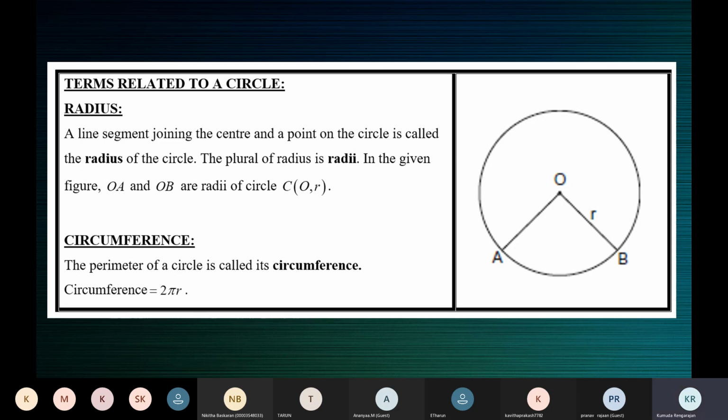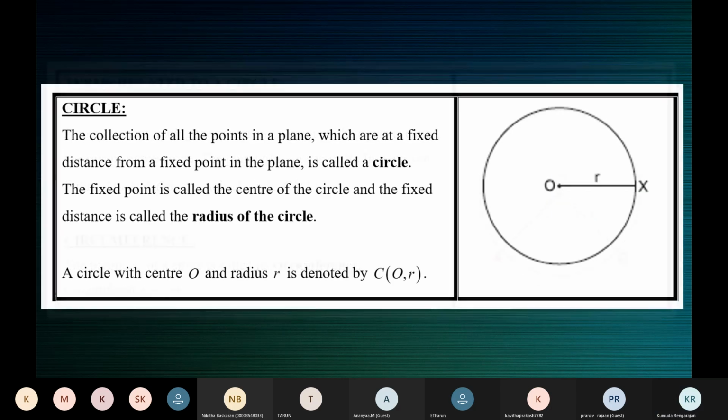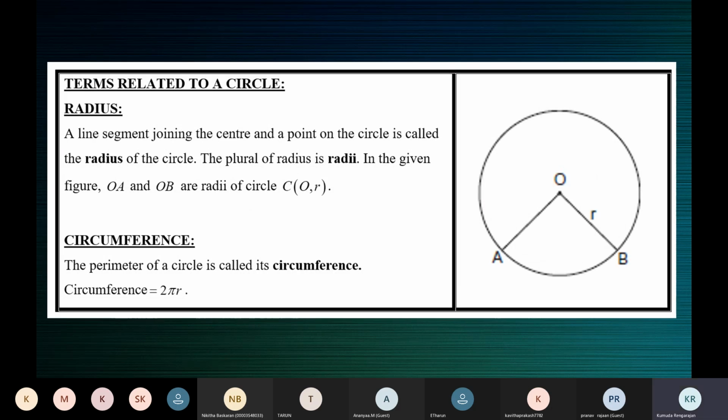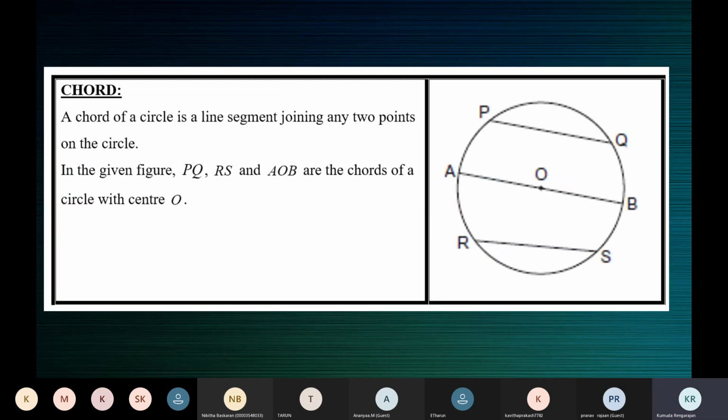So here we have the definitions of the terms radius and circumference. Done, children? Taken a screenshot? Yes, ma'am. All right. This is the third one. What is a chord?